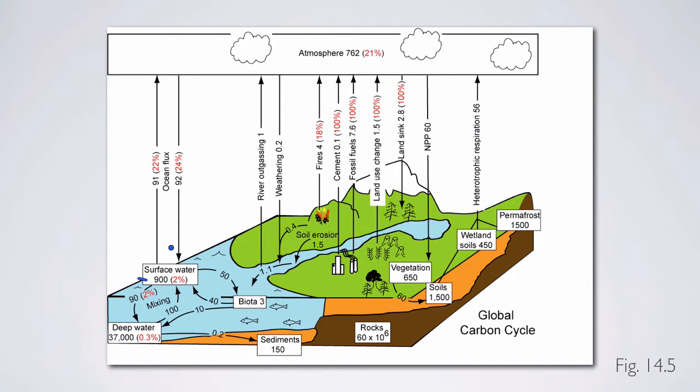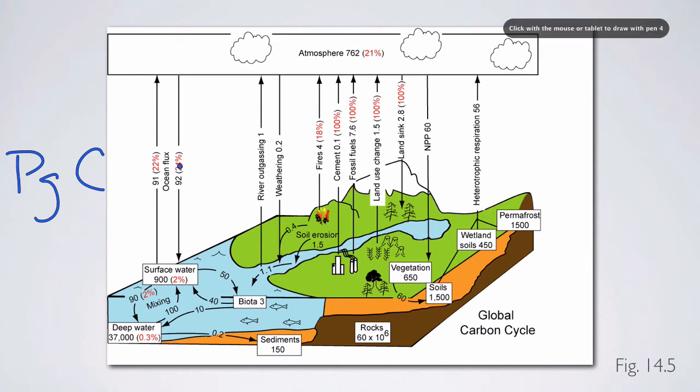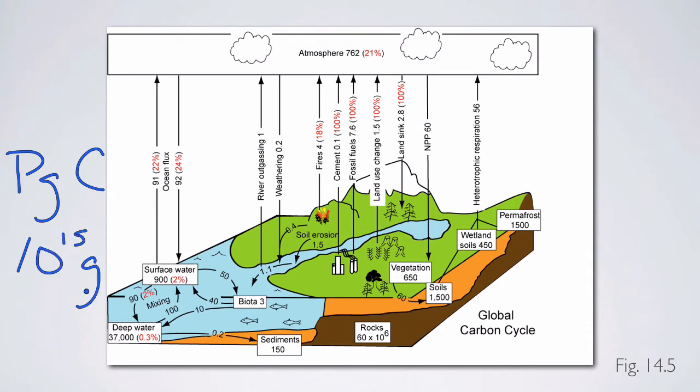The units on this are petagrams. Petagrams of carbon. And a petagram is approximately 10 to the 15th grams. So that's a large number. I'm not going to keep talking about these units, but all of these units here are petagrams. And that's the typical unit that we use for understanding carbon on the global scale.